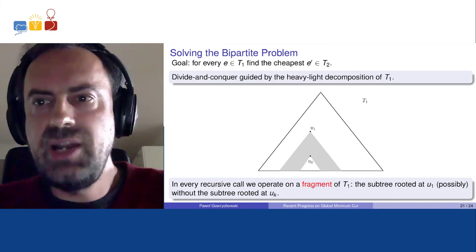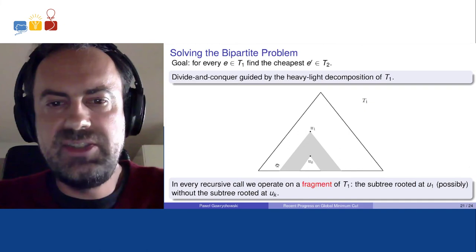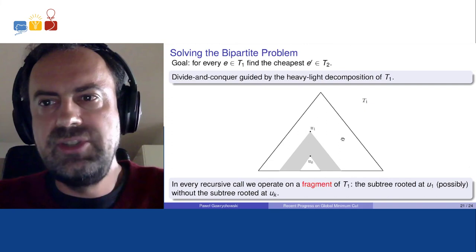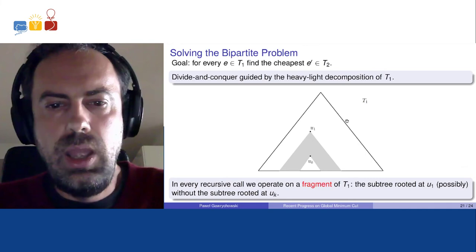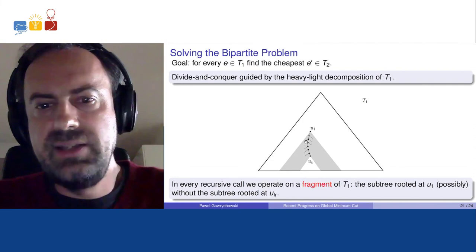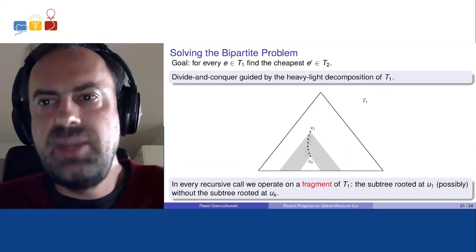A fragment is defined by two nodes, U1, and you take the subtree of U1 without the subtree of one of the descendants, UK. In particular, a fragment could be the whole subtree of U1, but at further stages of the algorithm, you have those fragments. To start with, the whole T1. So you have U1, UK, they connect with something that we call a spine, and there are things hanging off, dangling from this spine, just a fragment. And the input to each recursive step is such a fragment of T1.